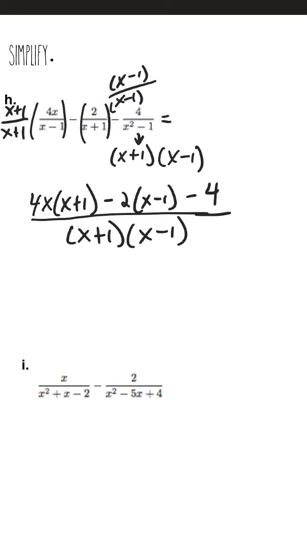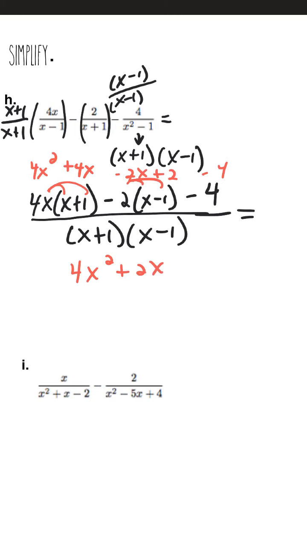From here, I'm going to go ahead and simplify the top by multiplying out and distributing. So I would have 4x squared plus 4x. I would have negative 2x plus 2, and then I would have my negative 4. If I were to combine all of these together, that would give me 4x squared plus 2x minus 2, all over my common denominator, which is x plus 1, x minus 1.